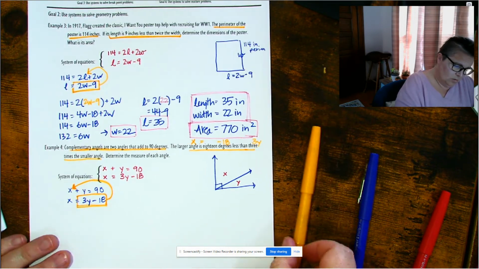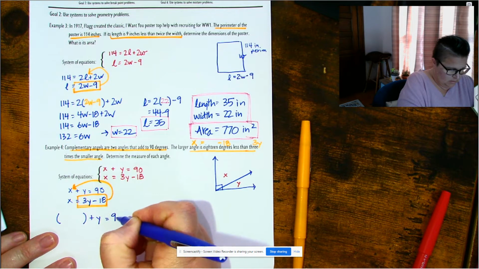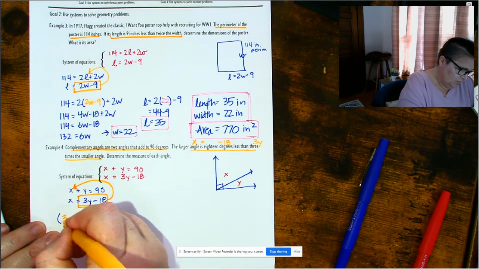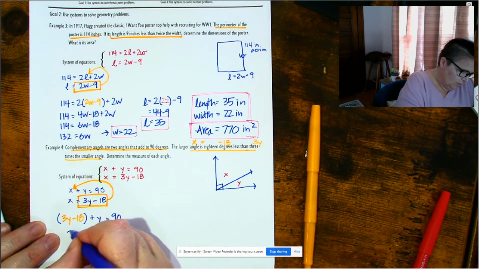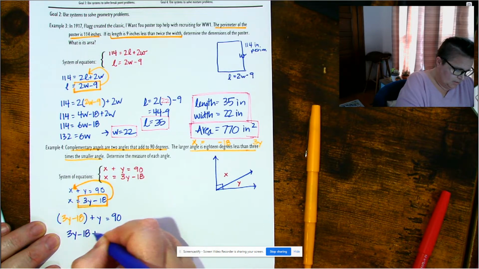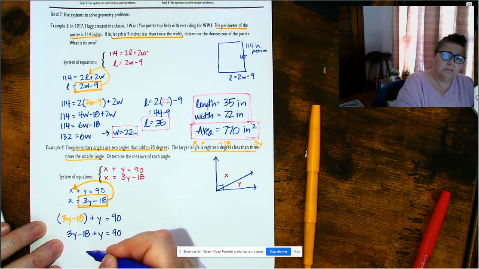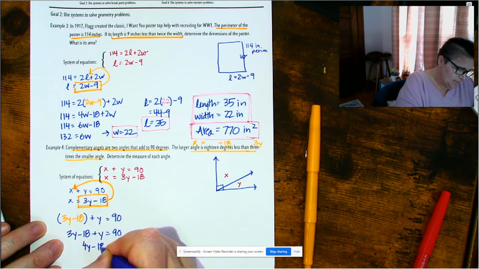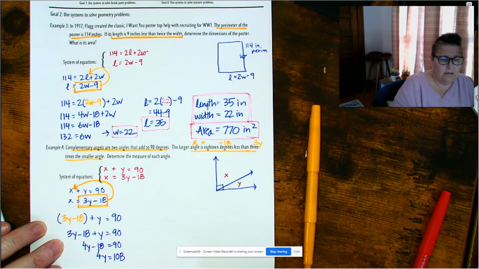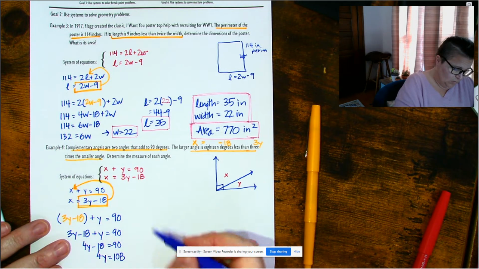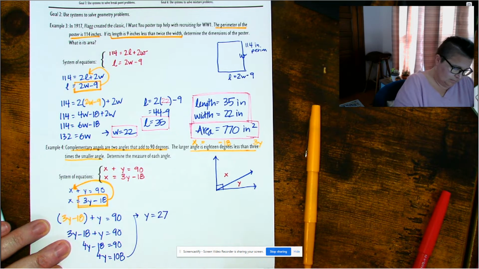Okay, so all of this that was in the x plus the y has to equal 90. So that's going to be my 3y minus 18. That's what's going to go in there. So I'm going to have 3y minus 18 plus y equals 90. Cleaning that up on the left-hand side, 4y minus 18 is 90. Adding 18, 4y is 108. Dividing both sides by 4, I'm going to get that y is 27.